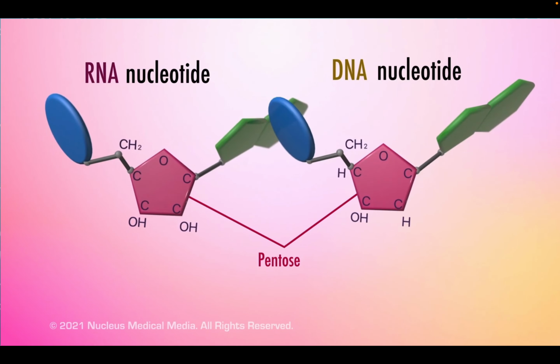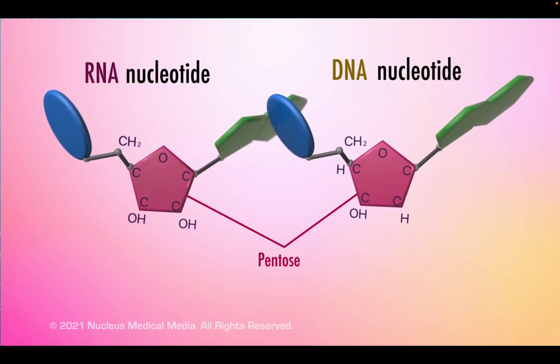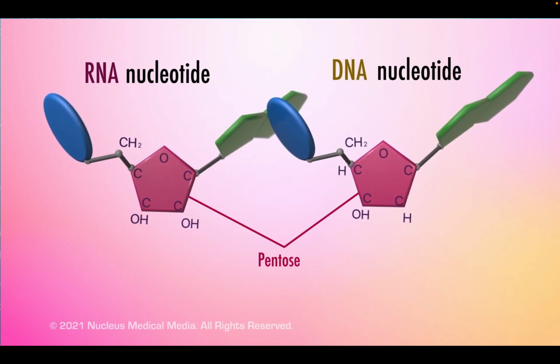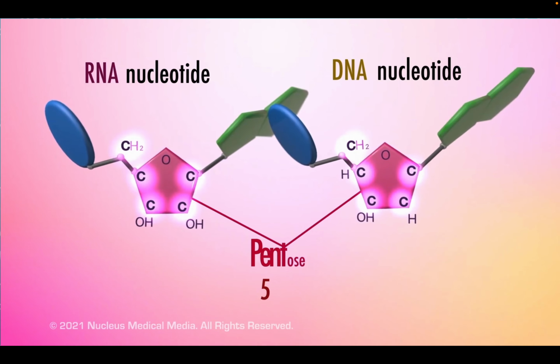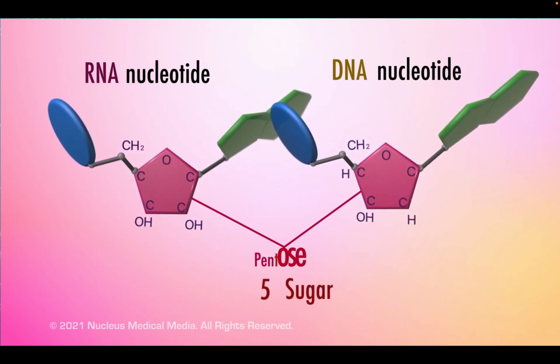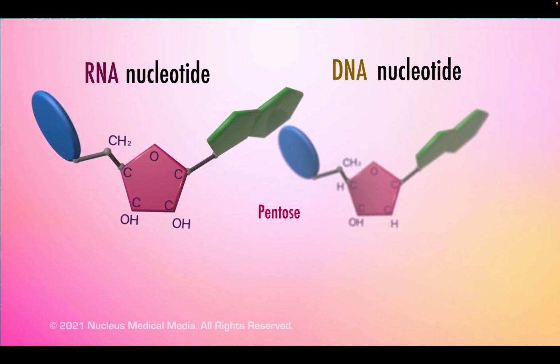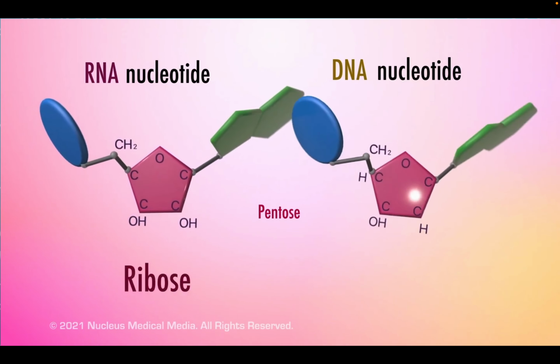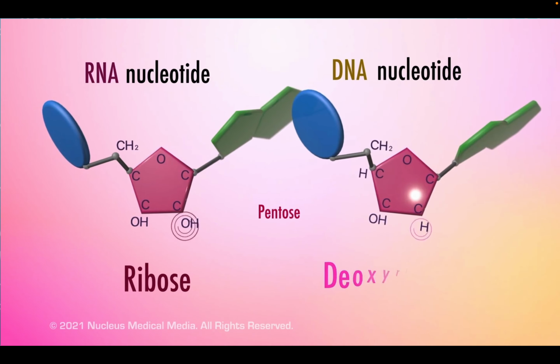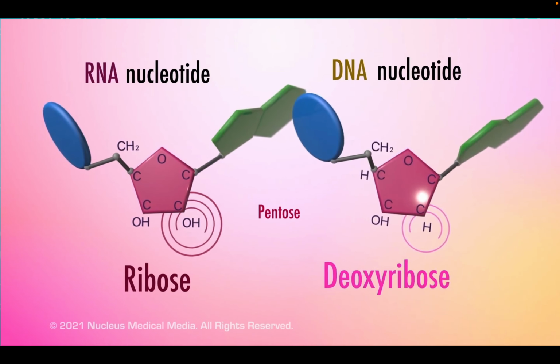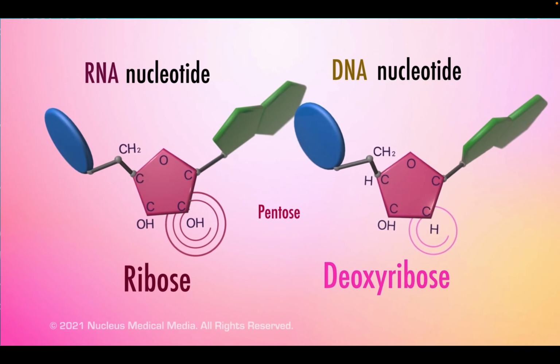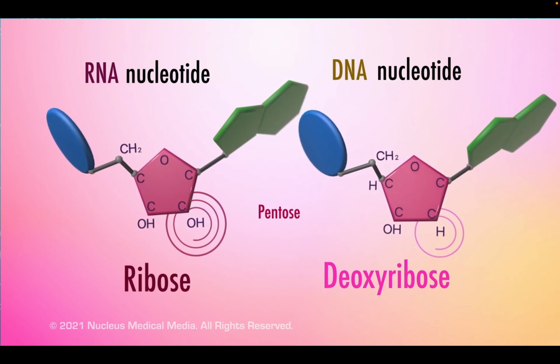All 5-carbon sugars can be called a pentose. A good way to remember this is that pent means 5, and the suffix -ose means sugar. The specific pentose sugar in RNA is called ribose. The pentose sugar in DNA has one less oxygen than ribose in RNA, which leads to its name, deoxyribose.